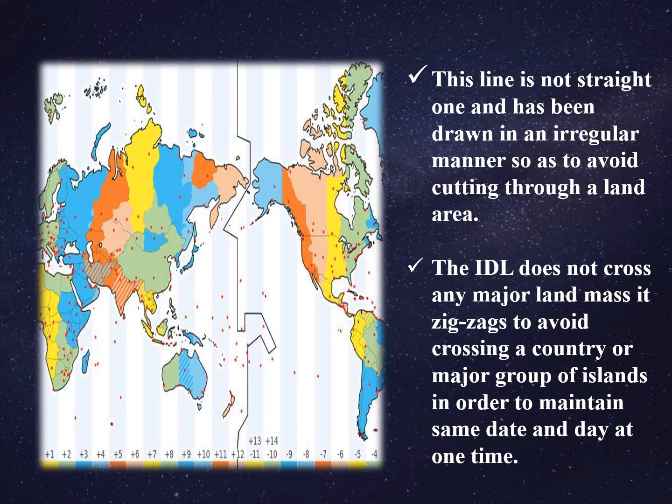The international dateline is not a straight one. It does not cross any major landmass. It zigzags to avoid crossing a country or major group of islands. This is drawn so as to maintain the same date and day at one time.